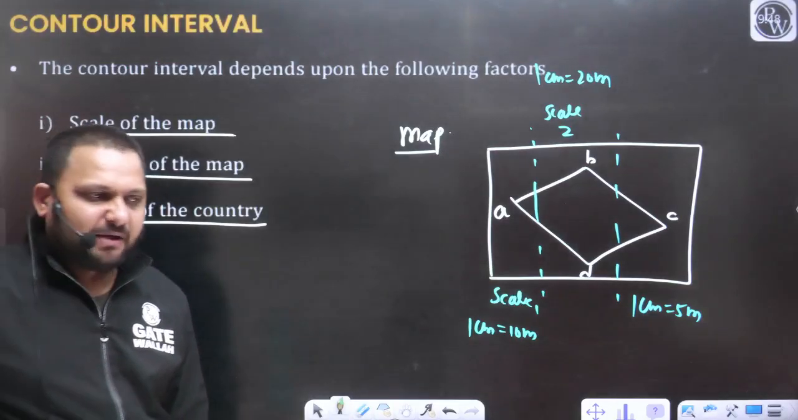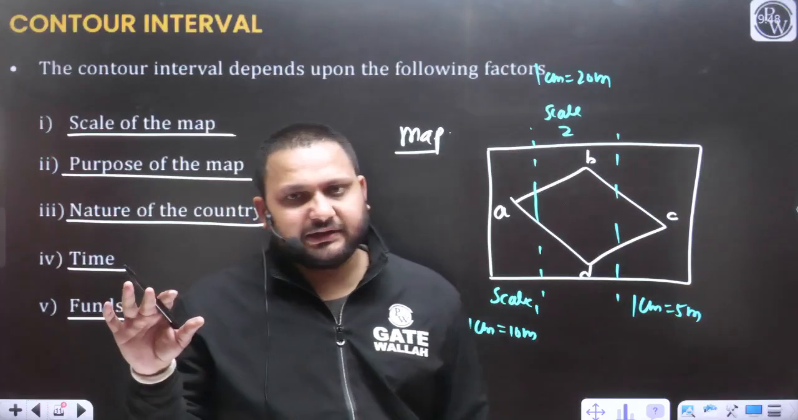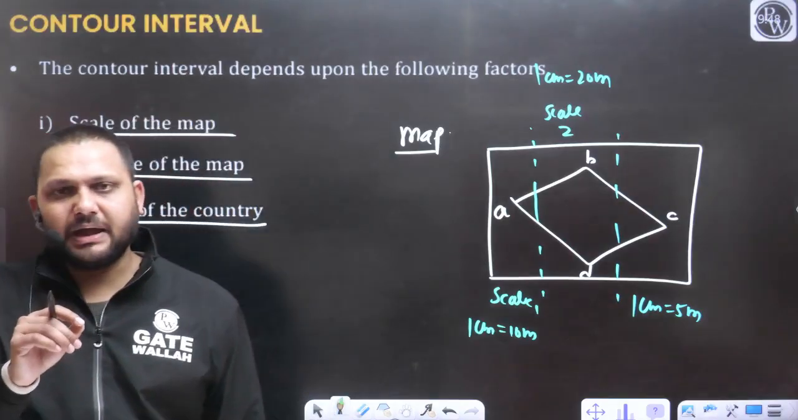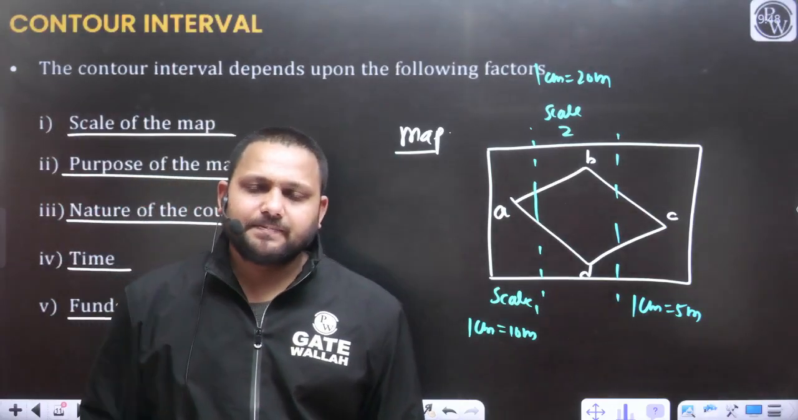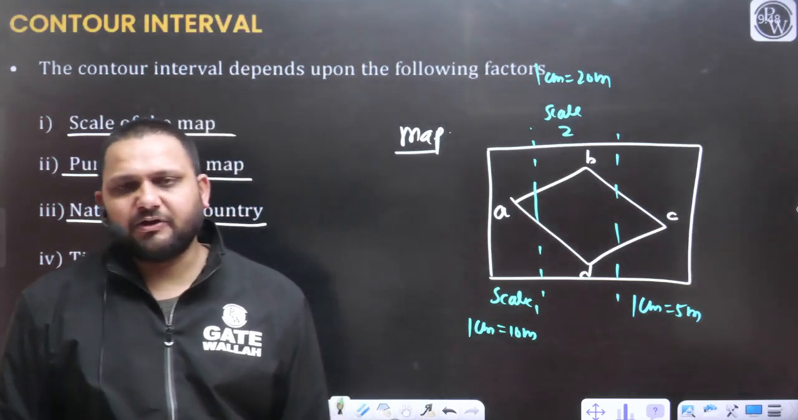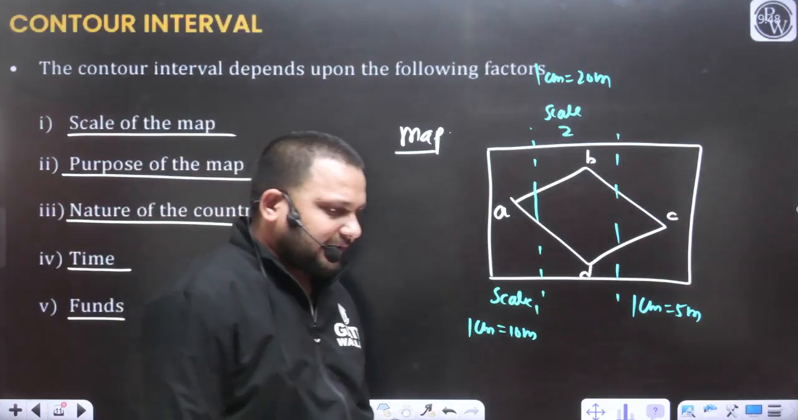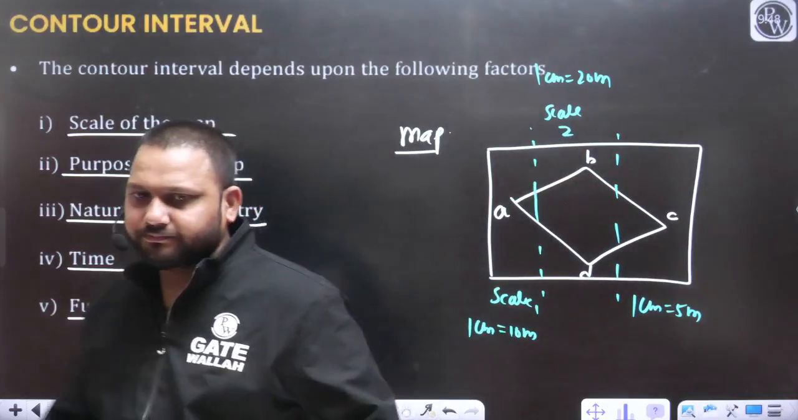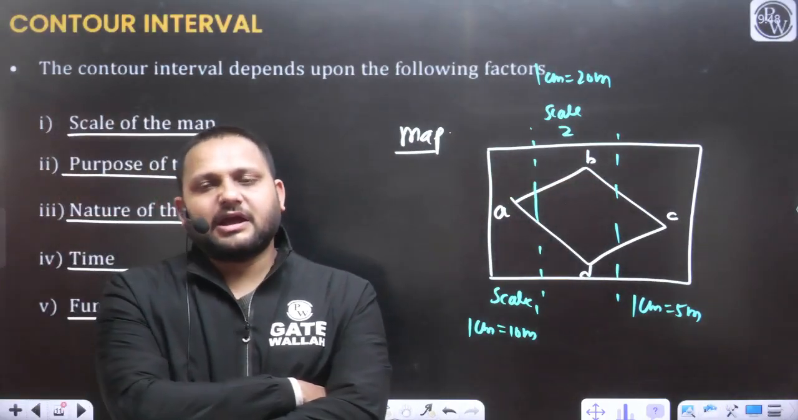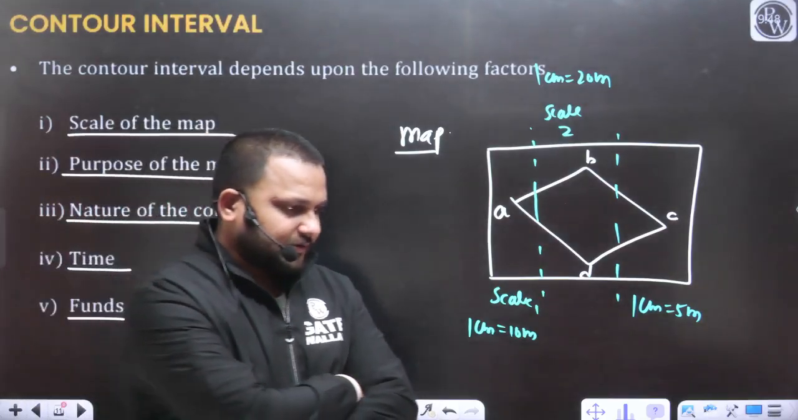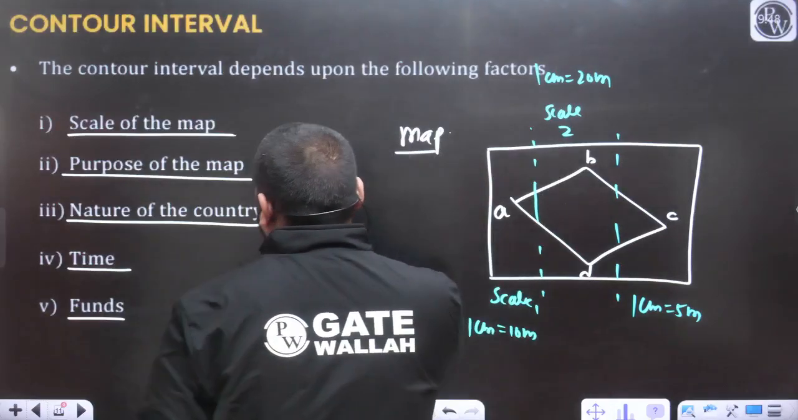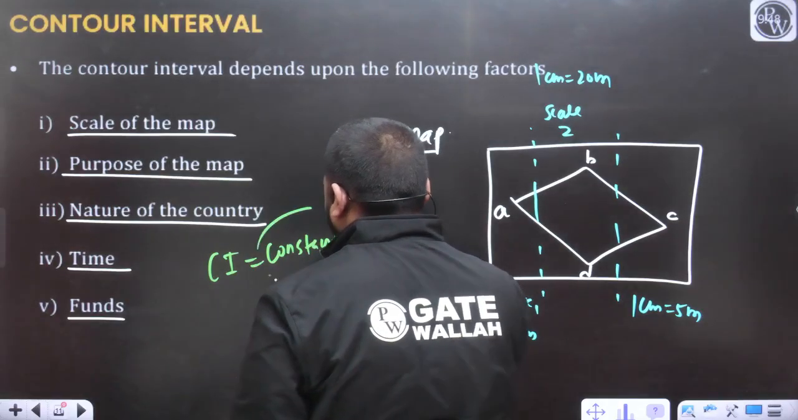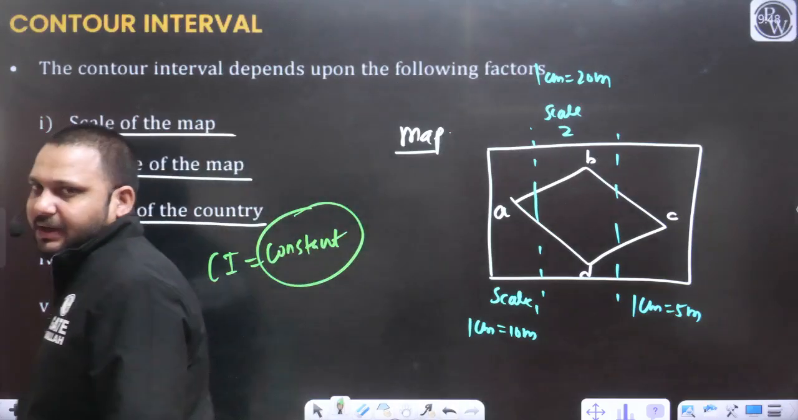Like in the map we were taking the same scale for the entire map, similarly for a single contour map, we should consider the same contour interval. I hope now this point is clear to everyone, yes or no? Swati, have you got this point? So contour interval, generally what will be the practice? Contour interval will be fixed, or you can say constant, for a map.